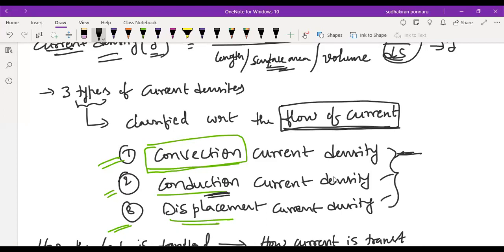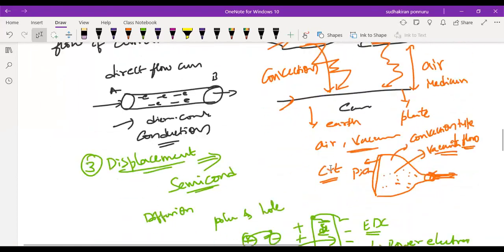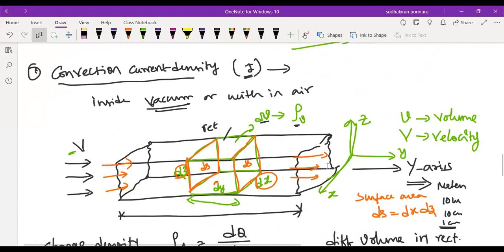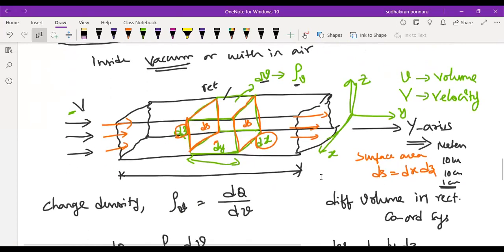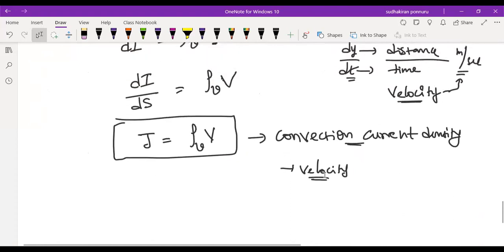And in the case of semiconductor devices, semiconductor material, where the flow of current is because of diffusion of electrons and holes, there we call it displacement current density. That we will see later. But as of now, in yesterday's class, we have seen what we mean by convection current, and we derived the convection current density. We took one vacuum tube, and this is the schematic diagram, and later we proceeded with the derivation, and finally we got this expression.